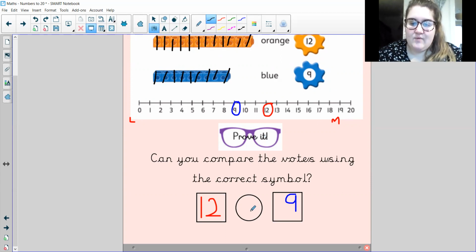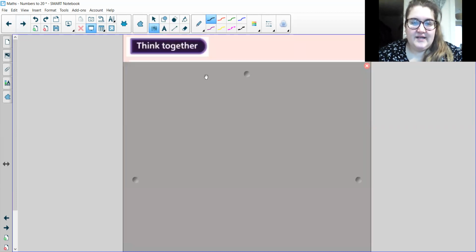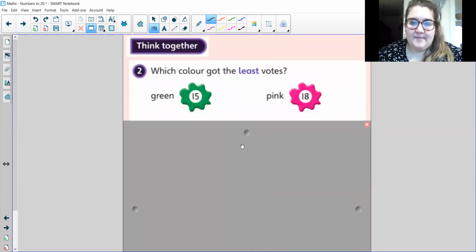I'm going to prove it whilst I'm wearing my Prove It glasses. 12 is greater than 9. That's how I know that orange got the most votes, because 12 is greater than 9. Let's look at our next think together.